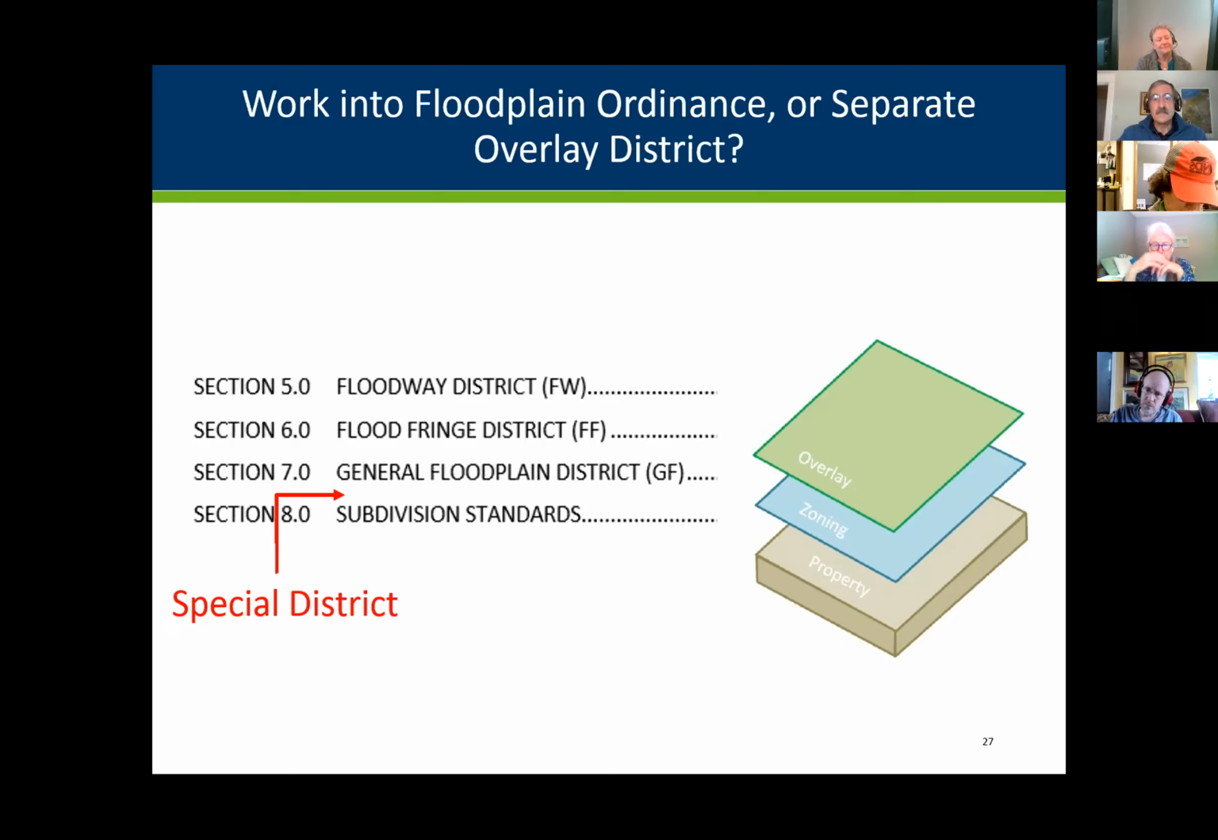So communities are always interested in impacts on existing development. They hate dealing with grandfathering, as everybody on this call realizes. So that's just something to keep in mind.